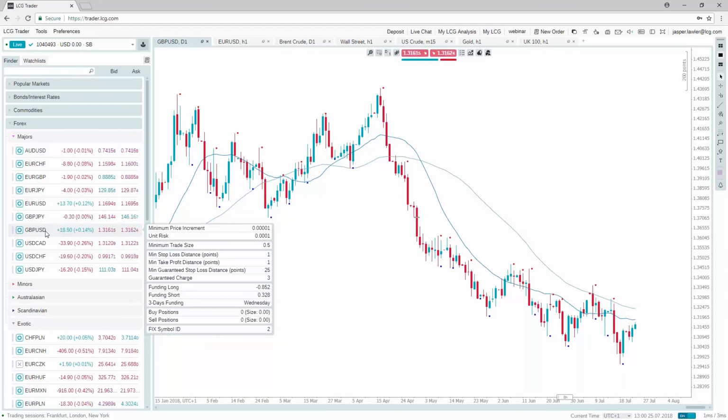If you're going long the pound right now, because interest rates are higher in the US, you're going to pay 0.85 of a pip for holding this trade overnight. If you're short, i.e. you're selling pounds and buying dollars which have the higher interest rate, then you're actually making 0.328. Depends on your account setup quite specifically what those numbers are, but you're making that overnight.